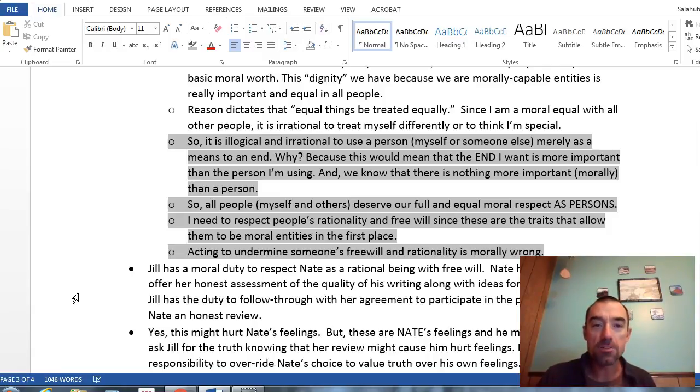So I was talking about the second formulation of the categorical imperative, and this idea that because we're all moral equals and we're the most important things in the universe, it is illogical to think that there is some desire I have that is more important than a person who I would use and manipulate in order to attain that desire. So, all people, myself and others, deserve our full and equal moral respect as persons, right? Based on our rationality and free will. I should respect rationality and free will in myself and others because those are the traits that allow us to be moral entities and give us our moral worth in the first place. So, actively working to manipulate or undermine someone's free will or rationality is morally wrong.